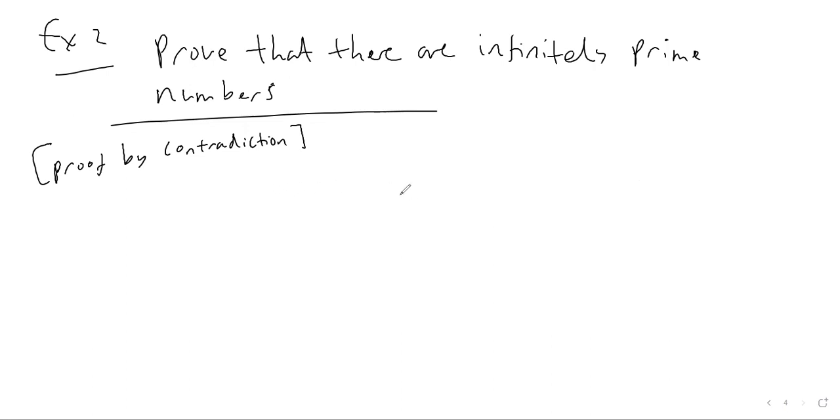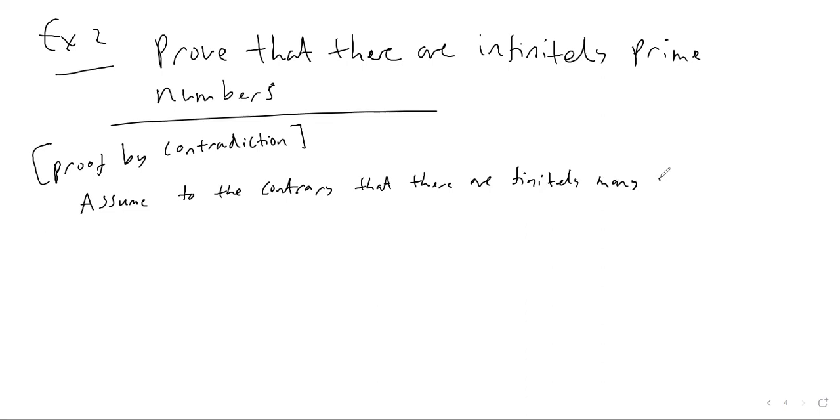So again, proof by contradiction, we want to assume that the opposite statement to the statement in the question is true, and then we want to perform some calculations, do some maths basically, and then get a conclusion that contradicts our initial assumption. So what we're going to do here, again, a proof by contradiction. So we're going to assume to the contrary that there are finitely many prime numbers.